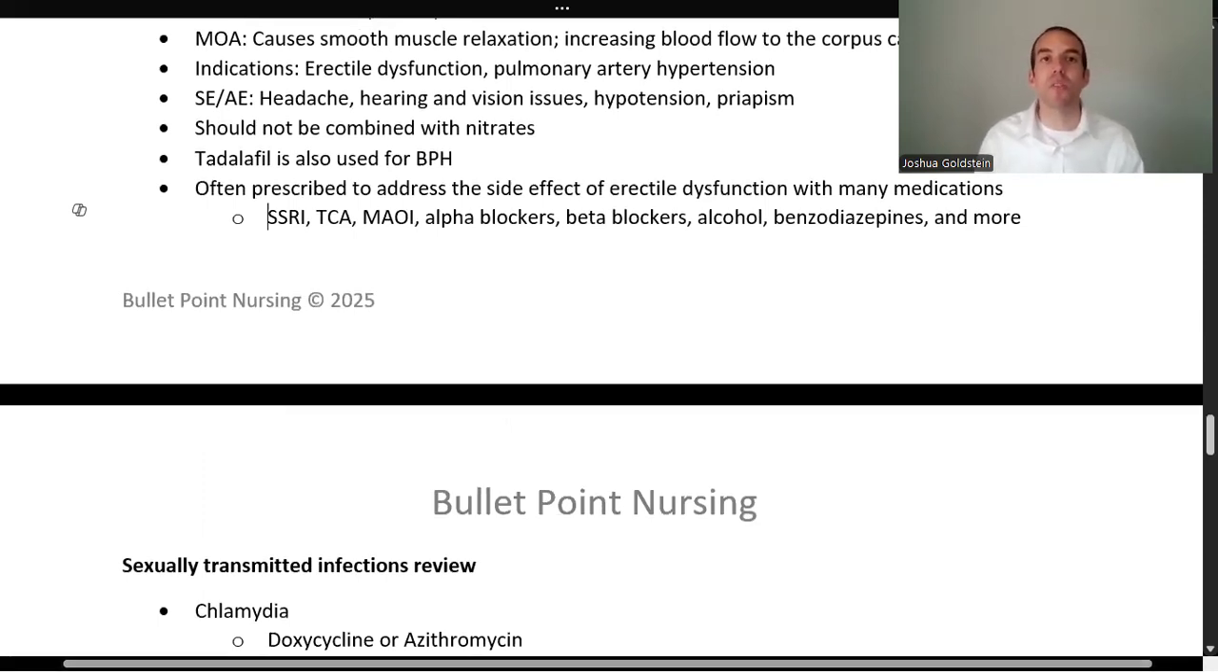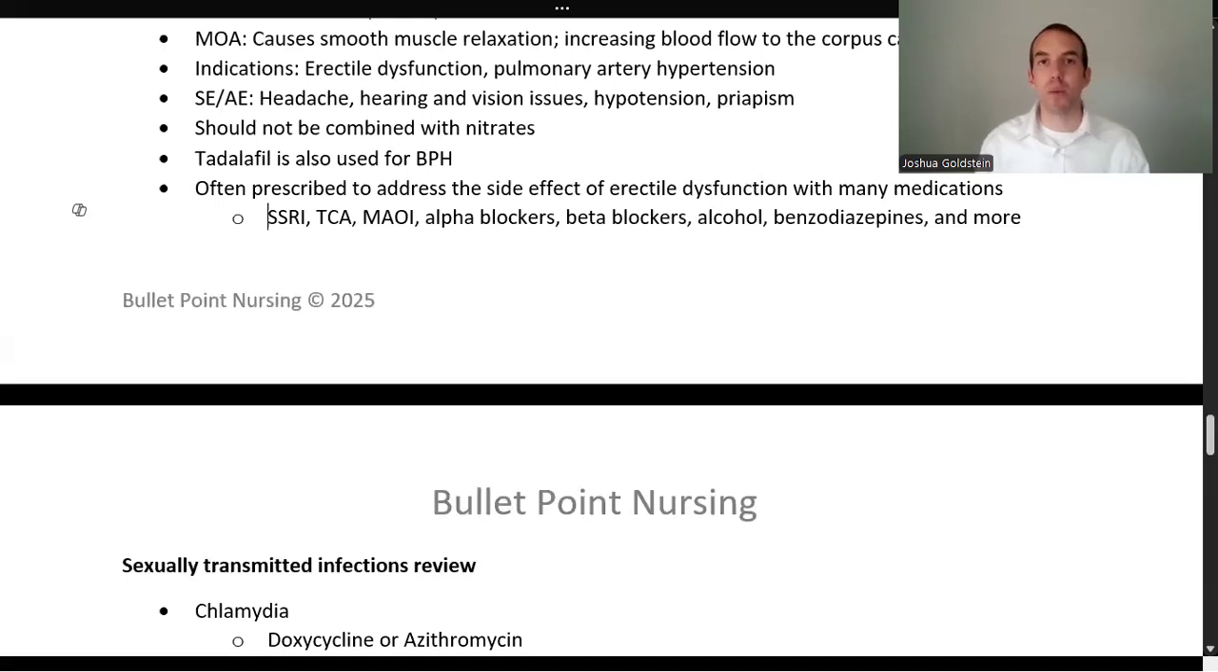What do we use this for? We use this for ED, plus not all of these, but some of these can also be used for pulmonary artery hypertension. What are the side effects? The side effects are headache, hypotension, priapism, which is an unwanted and long-lasting erection, and hearing and vision issues. The hypotension and the headache, you should recognize that those are both also the side effects of nitroglycerin.